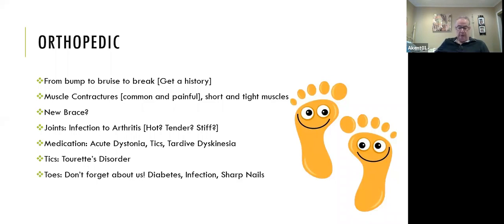Medication also plays a big role orthopedically. One of the more common side effects of antipsychotic medications is acute dystonia. This means the muscles get very tight and stiff. And if you were listening, that sounds like a contracture, and it is. It's very, very uncomfortable. Also, medication can cause tics, or the person could just have that on their own.